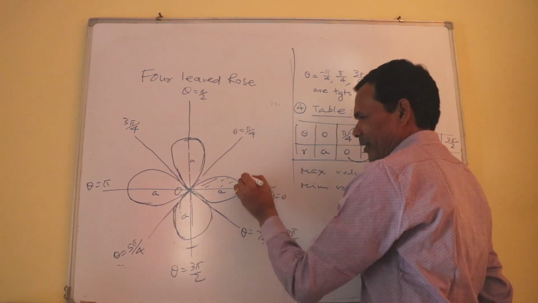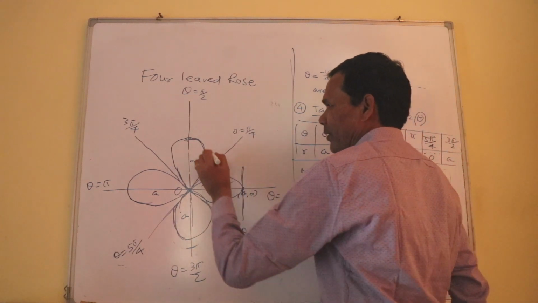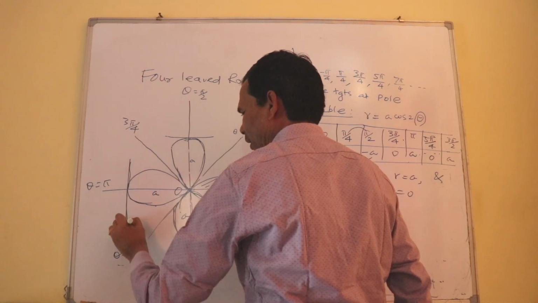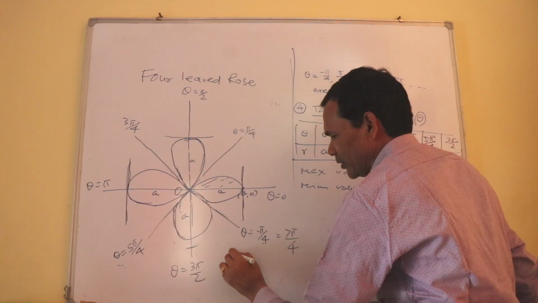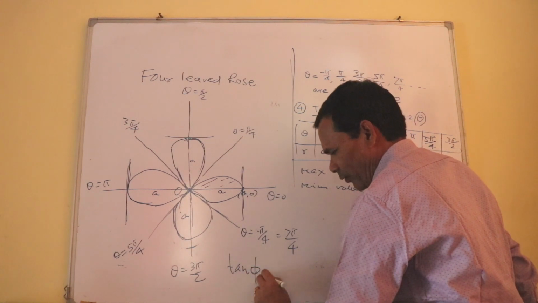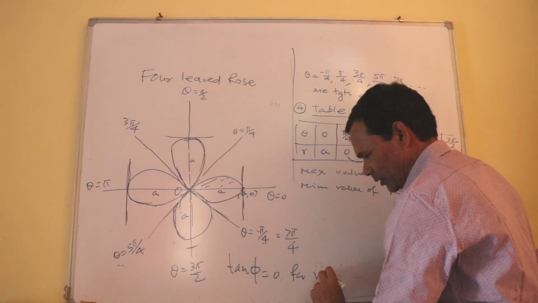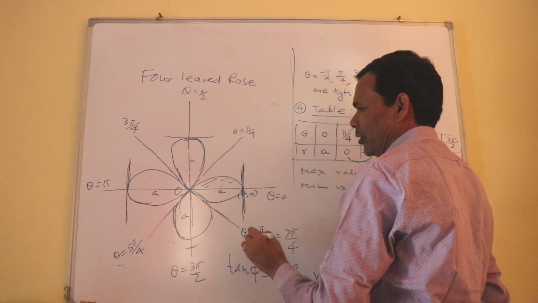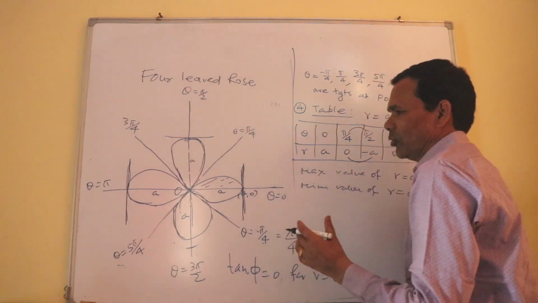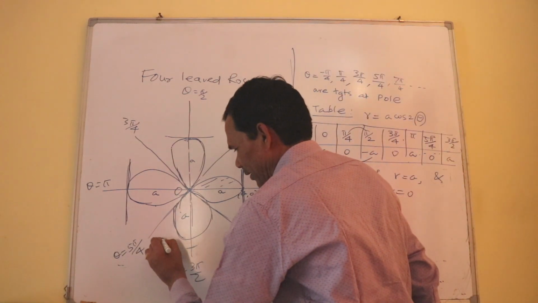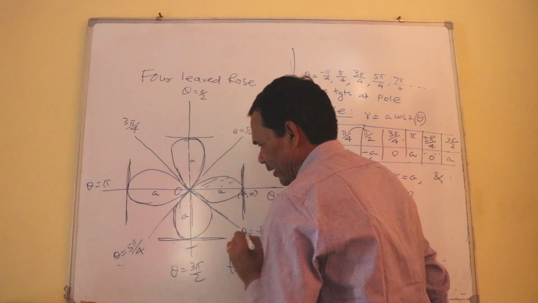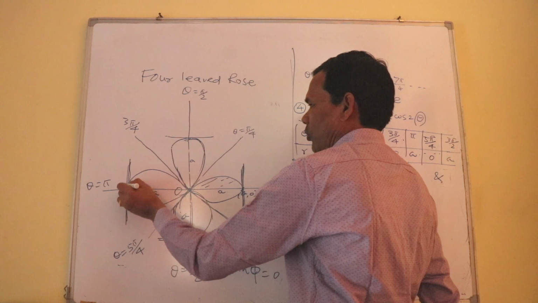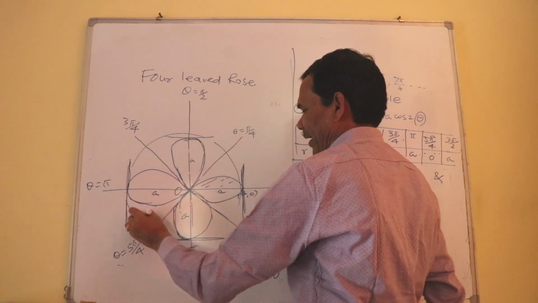And here is the tangent. If you try to find tan phi, these are the tangents at this particular point. For r is equal to 0, tan phi is equal to 0. So the tangent at theta is equal to 0 is perpendicular to the initial line. If you work out at theta is equal to 3 pi by 2, you also get the tangent perpendicular to the initial line.